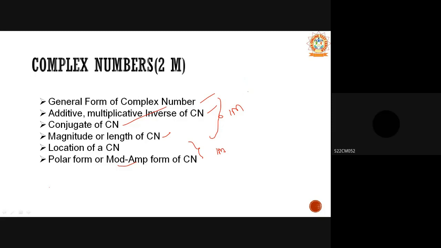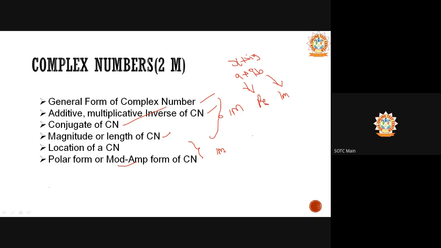A number in the form x plus iy is a complex number. Can you repeat? A number which is in the form of x plus iy. Okay, x plus iy or a plus ib, whatever it is. An expression of the form x plus iy or a plus ib is called a complex number, where a is called the real part of that complex number and b is called the imaginary part of that complex number.